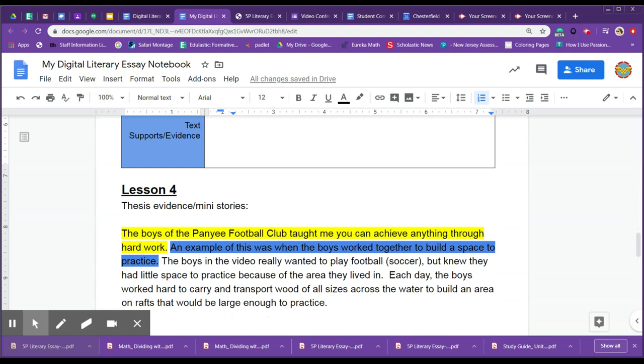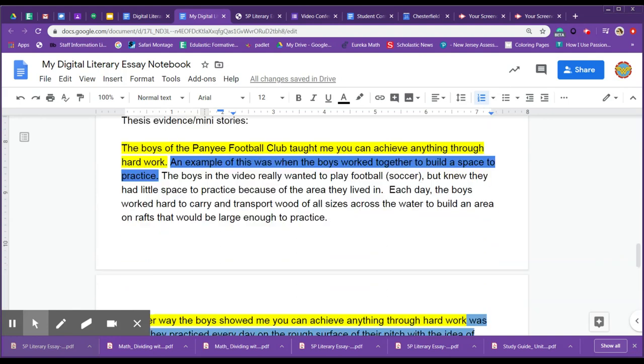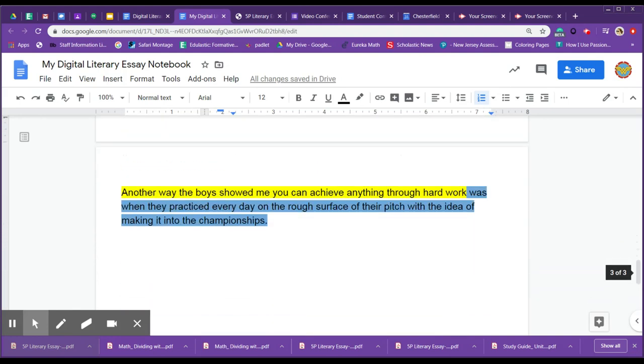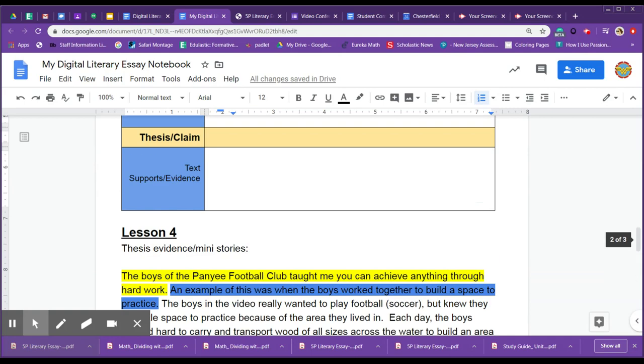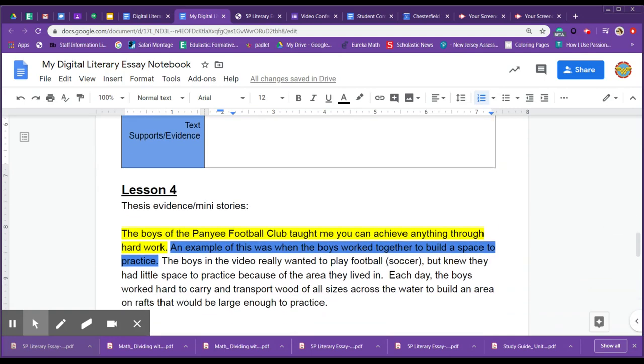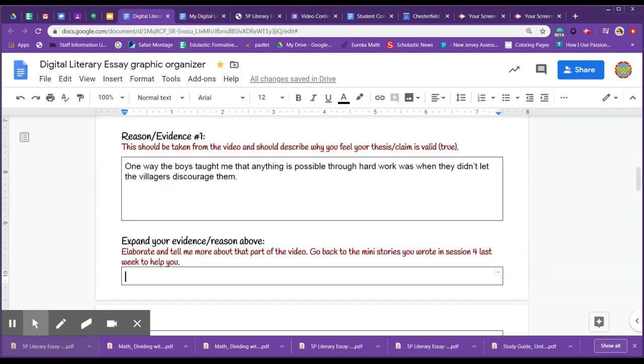So this was one of the examples, when they worked together to build a space to practice. I could use this because that's when the villager was laughing at them. So I could make that part of my mini story. You could take this and copy and paste it in and change the words around. That might go better for my second. Let's add that in here.